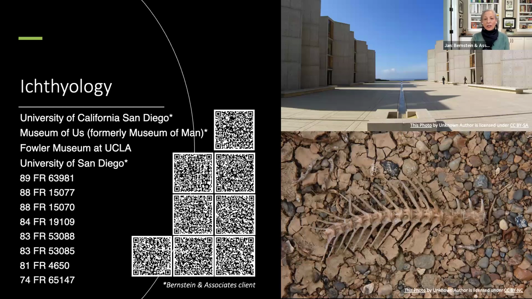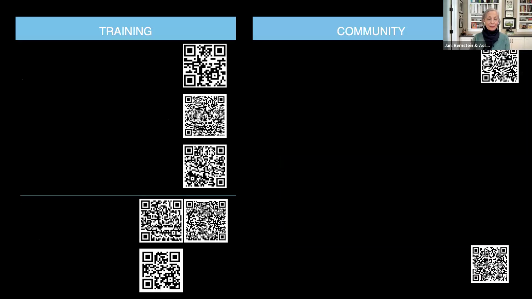Given the scope of the collection and complexities related to control and possession, the University of California, San Diego, the Museum of Us, and the University of San Diego agreed to work together to facilitate NAGPRA compliance in collaboration with the tribes who were believed to have an interest. So you are not alone.